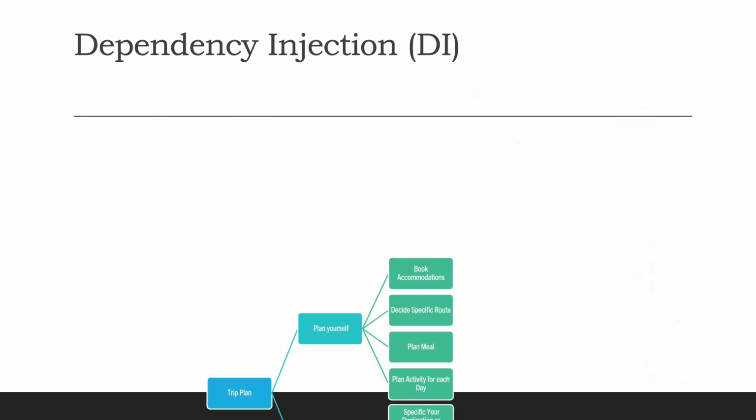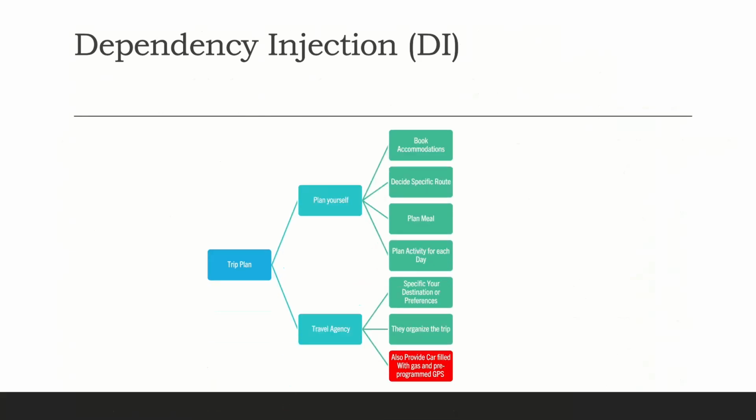Now, to understand dependency injection by example, using the travel analogy. Imagine the travel agency not only plans your trip but also provides you with a car filled with gas and a pre-programmed GPS. This is DI. Instead of you assembling your resources, they are given to you ready to use. In software terms, Spring Boot injects objects with their dependencies, making them ready for use without the need for manual construction.